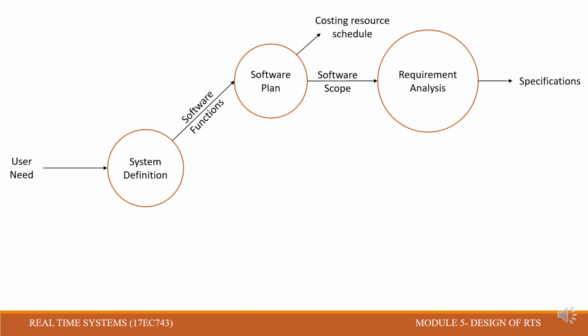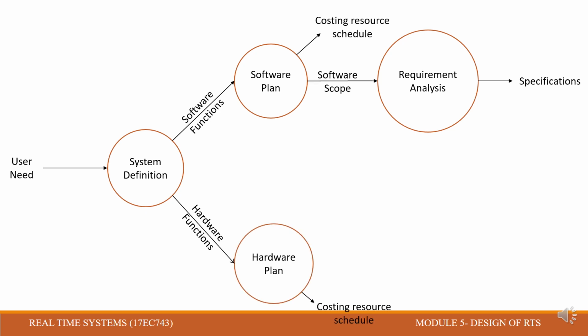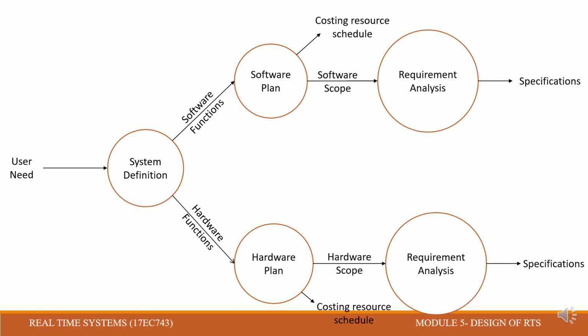Similarly, we have to make an alternate arrangement for the hardware plan. Out of various modules, we need to select which hardware modules are needed for the design of the system. Based on that, a hardware requirements analysis is carried out, and you write different specifications for hardware as well as software. This is the specification required for software planning, and this is the specification required for hardware planning. This is the basic diagram for the planning phase.